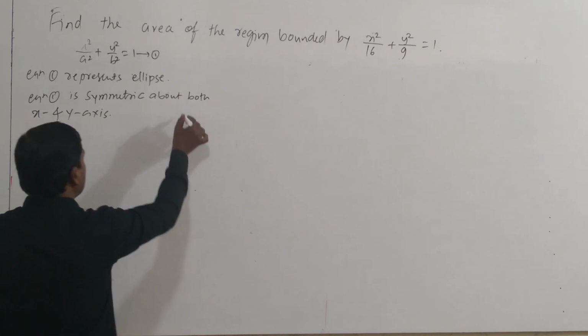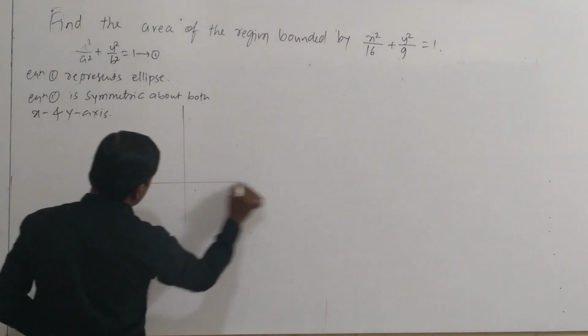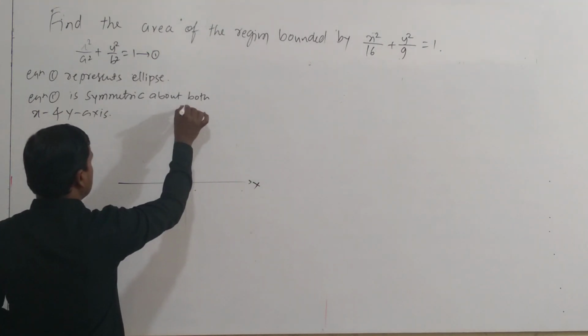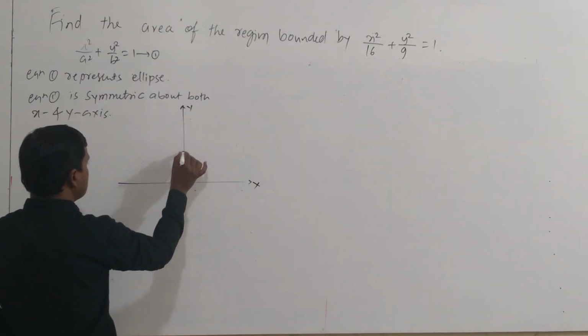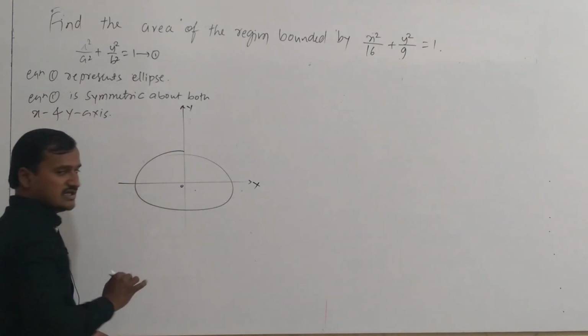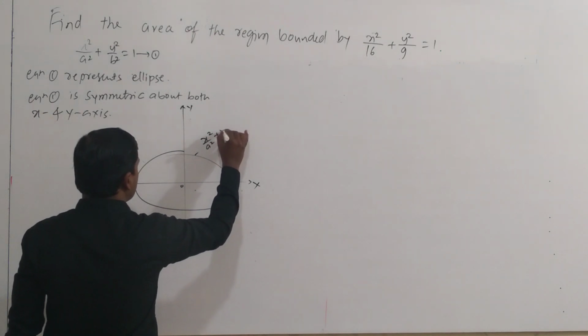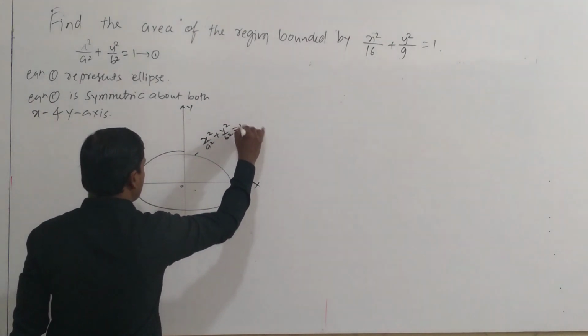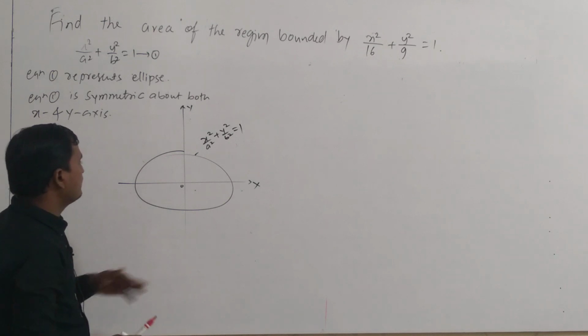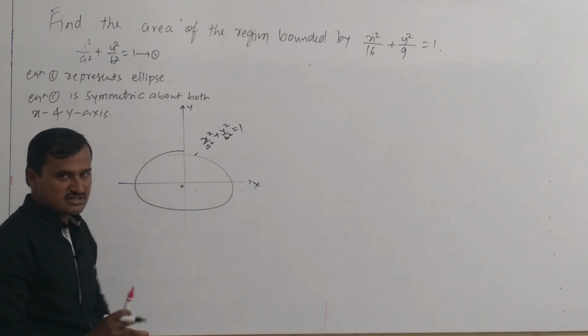So now we will draw the ellipse. Here is the x-axis, here is the y-axis, and that is the origin. Clearly this is the ellipse, x square by a square plus y square by b square is equal to 1. Now I should find the area of this region.